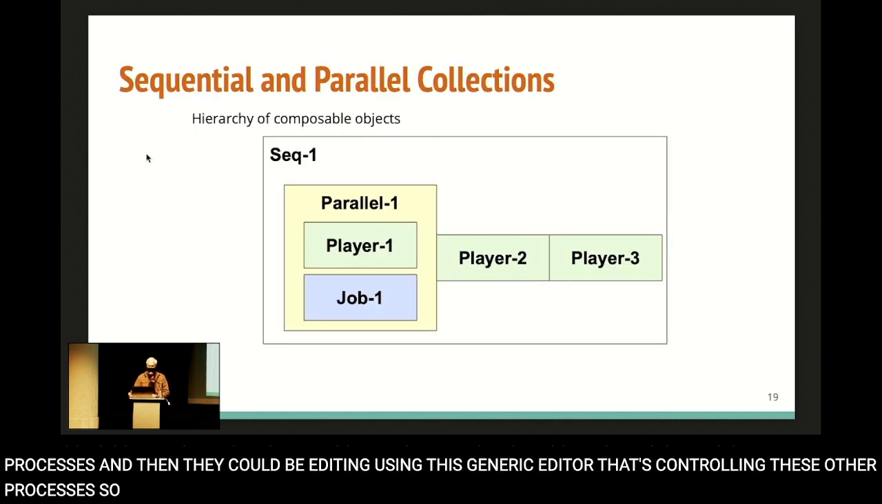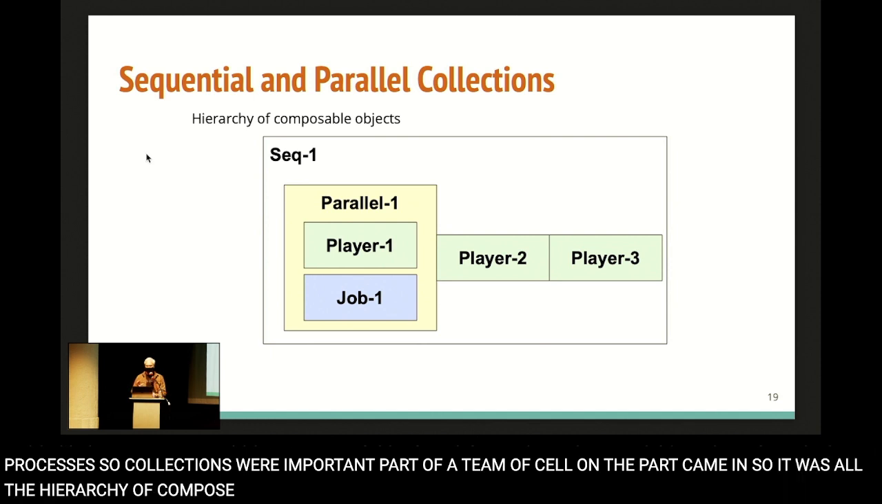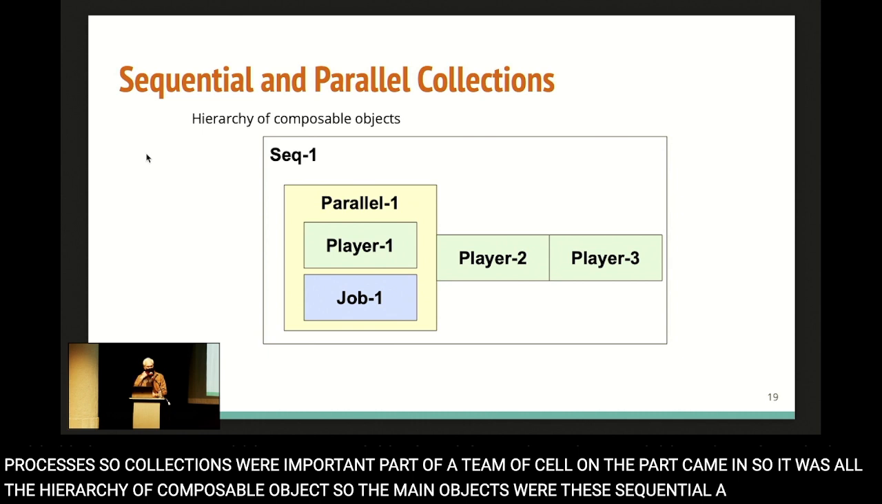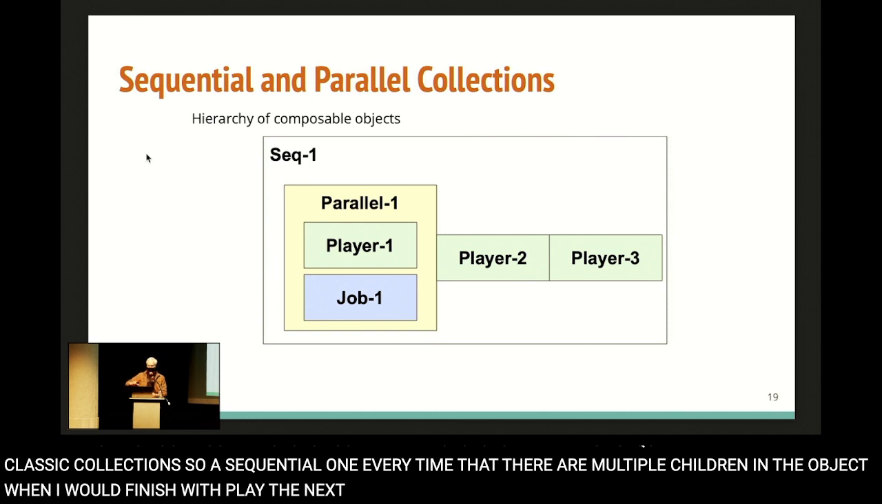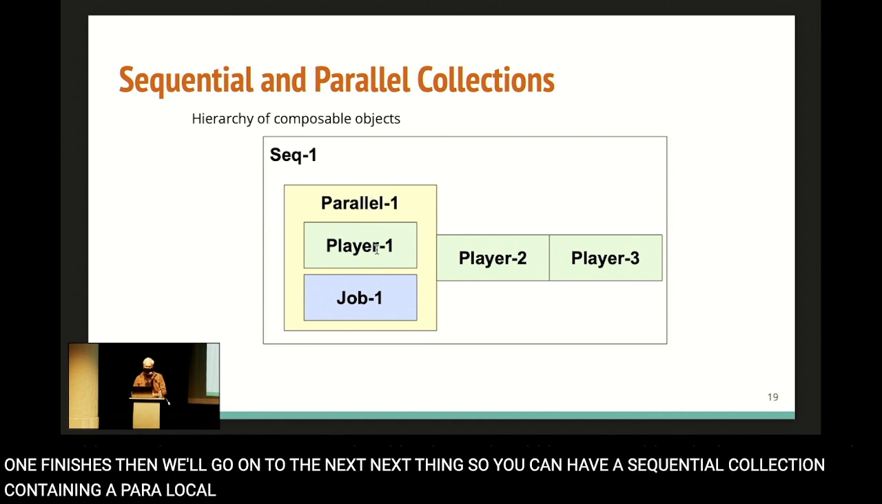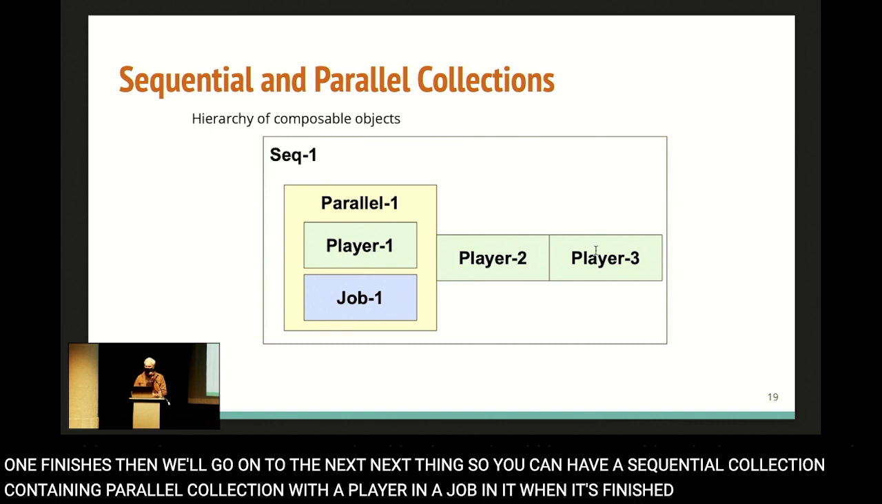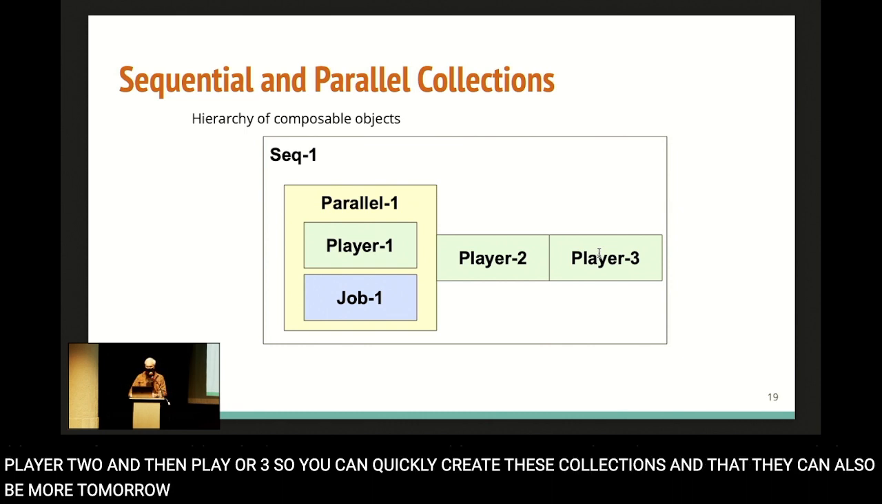So collections were an important part of HMSL, and that's where the hierarchical part came in. HMSL had a hierarchy of composable objects. The main objects were the sequential and parallel collections. In a sequential one, every time there are multiple children in the object, when each one finishes, it plays the next one. So it's very obvious. In a parallel collection, when the last one finishes, then it goes on to the next thing. So you can have a sequential collection containing a parallel collection with a player and a job in it. When it finishes, it does player 2 and then player 3. So you can quickly create these collections, and then they can also be morphed and modified on the fly.